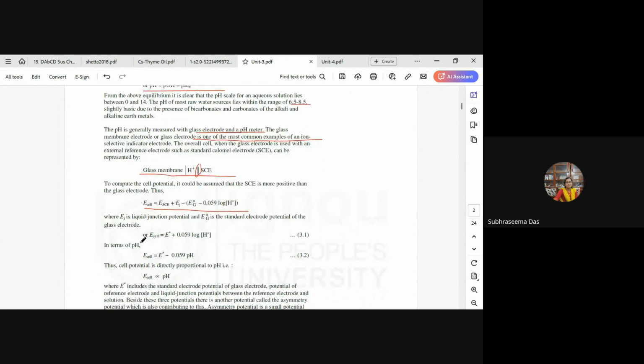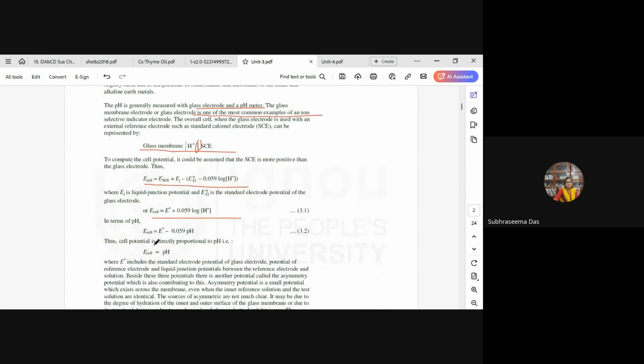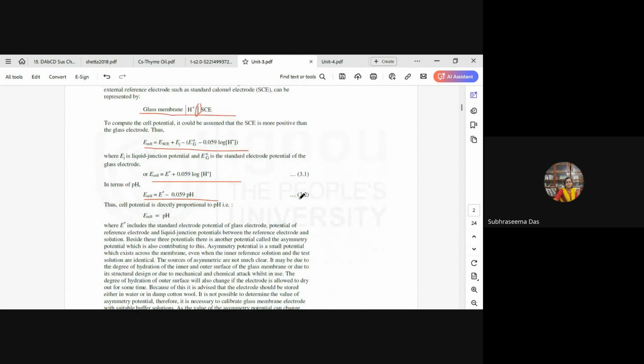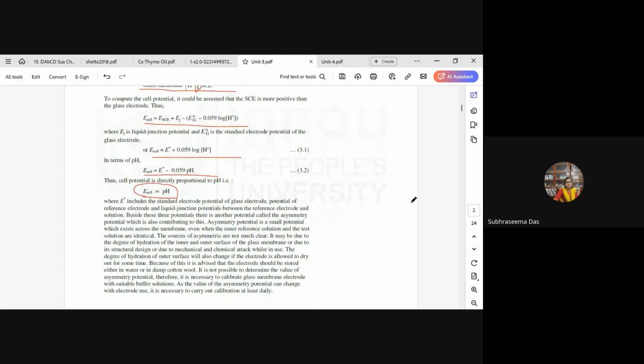So overall we can write E cell is equal to E star plus 0.059 log of H plus, where in terms of pH, since we know that minus log of H plus is pH, overall we can write that the cell potential is equal to E star minus 0.059 into the pH. So here from equation 3.2 we have a very important inference, that is, the cell potential is directly proportional to the pH of the solution.